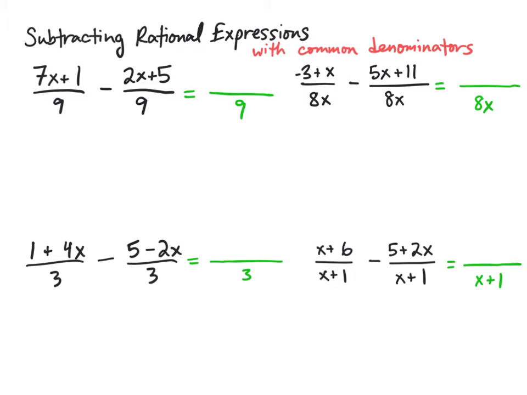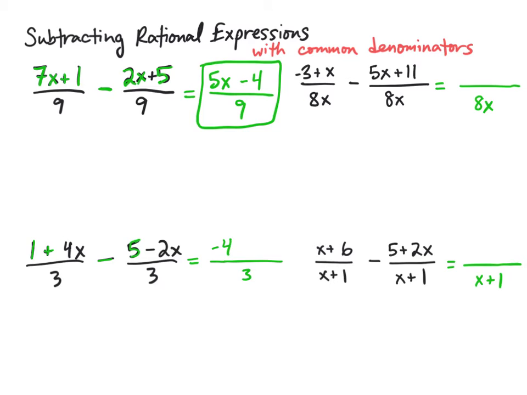We're subtracting. We need to do 7x minus 2x. Seems easy enough. Then just watch. We have a positive 1 minus a 5. So 1 minus 5 is negative 4. So just watch the signs there as we get to our final answer.